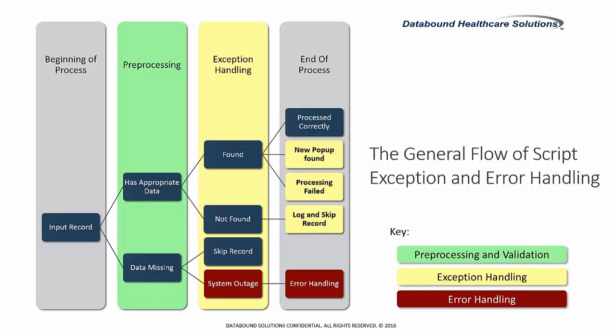If it is found, then you're either going to process it correctly, might find a new pop-up, or the processing failed. And in which case, anything that's in yellow would be some type of exception handling because we could expect it. Whereas red down at the bottom, if data is missing in either our input file or our system itself, so I went into the system and I couldn't find the label I was looking for for example, it might mean a system outage, and that would be error handling.